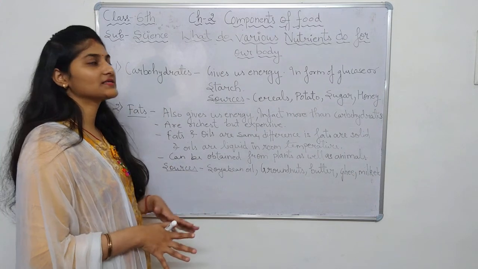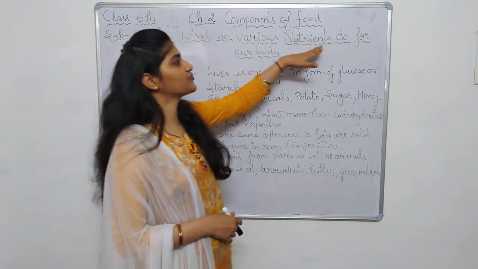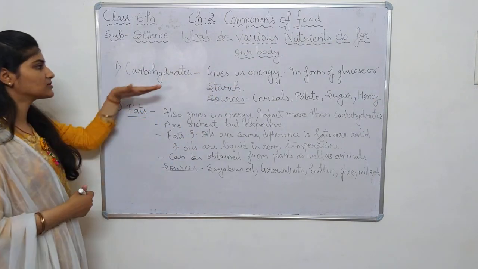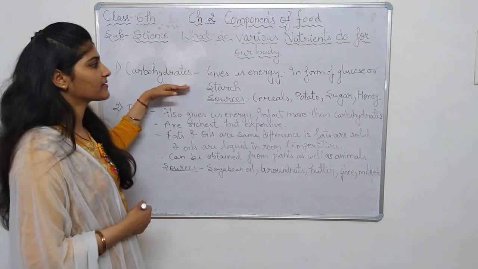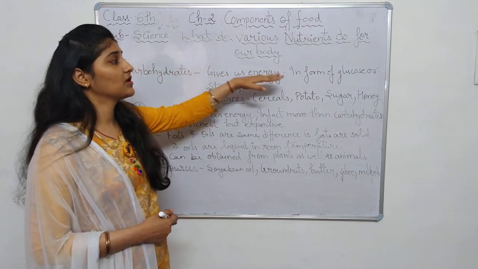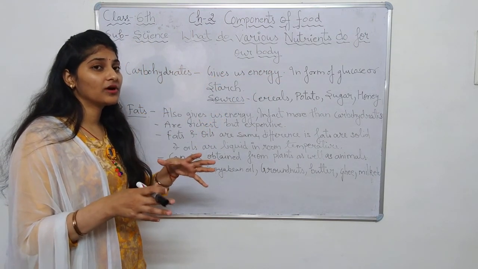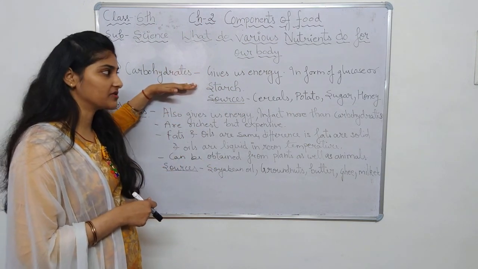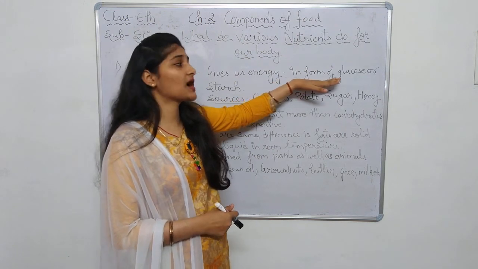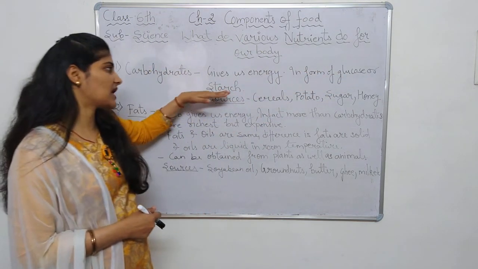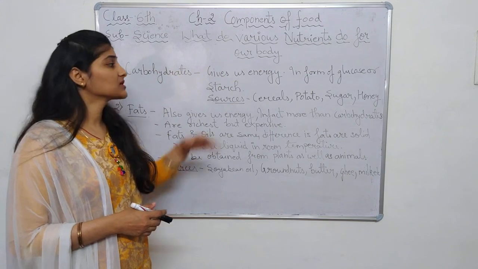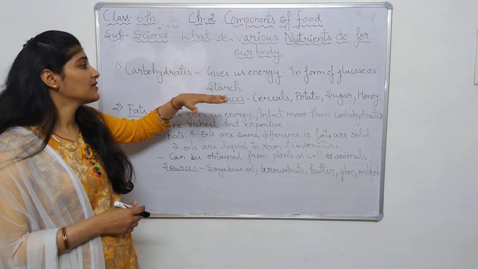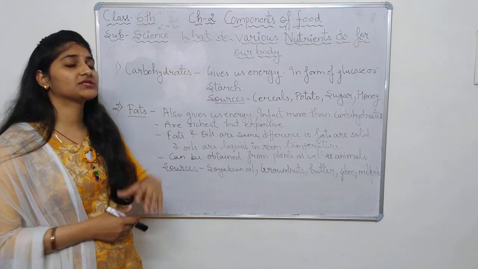Let us now understand what various nutrients do for our body. First we take a look at carbohydrates. Carbohydrates give us energy. Whatever we do, we require energy for that. That energy comes from carbohydrates. These carbohydrates are in the form of glucose or starch. Basically, we eat starch. Whatever vegetables and fruits we eat, they contain starch.